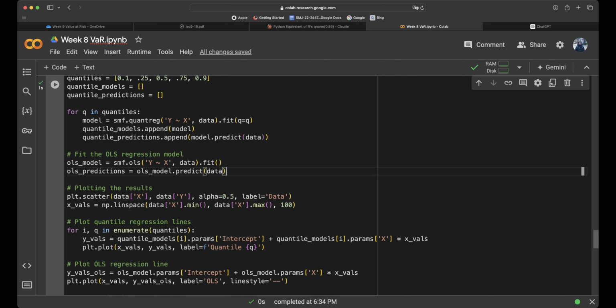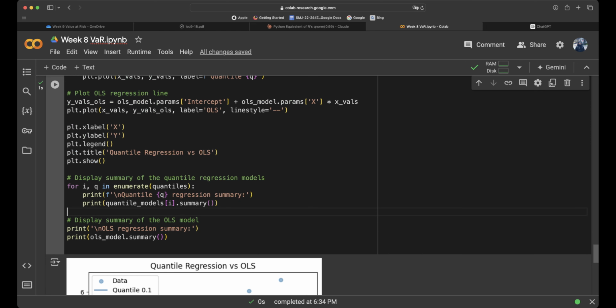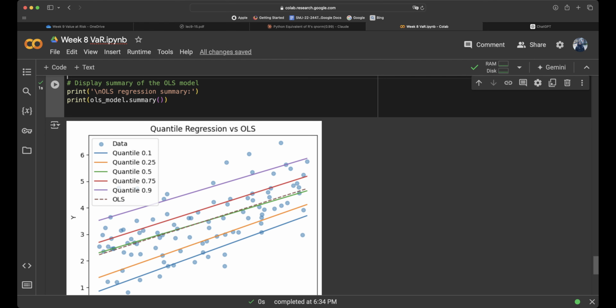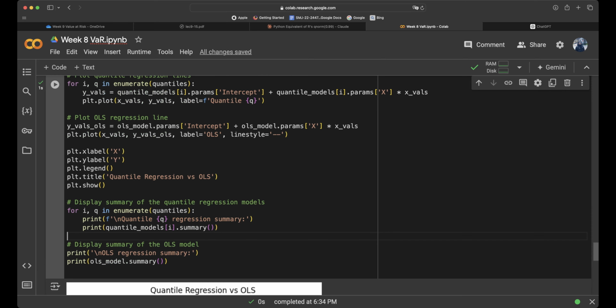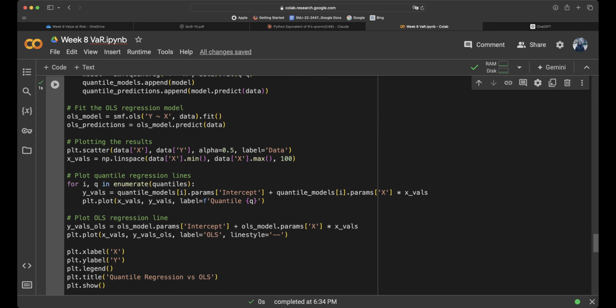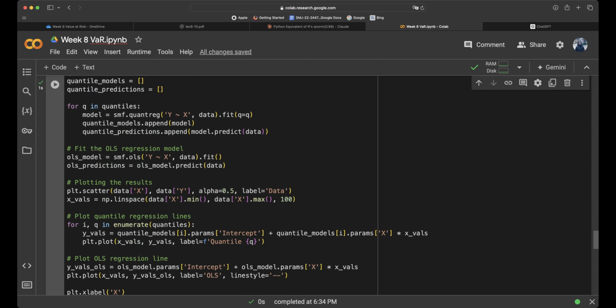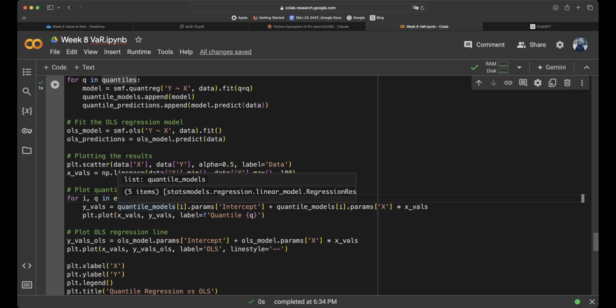Scatter plot of data X, data Y, we use a scatter plot, so yes, we have a scatter plot of the data. Well, we have the 25 and 95% lines, and then where was it? Yeah, plot the scatter plot. Okay, scatter plot, and the x value is from min to max, and then for the plot, first we enumerate the quantiles. So the quantile is, well, from the model. Okay, we save the model here.